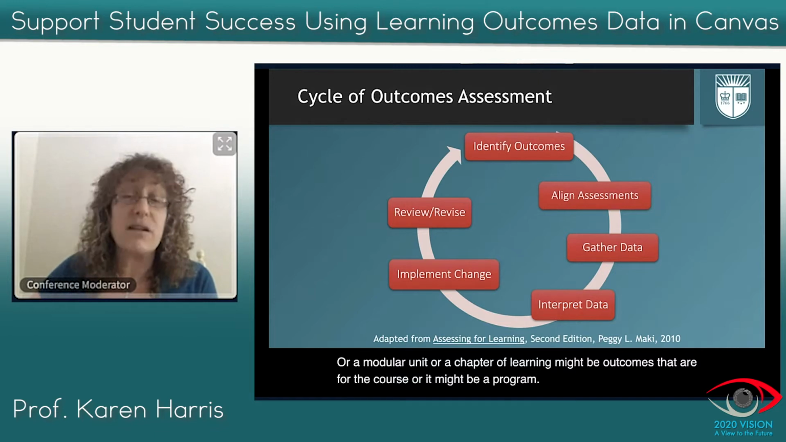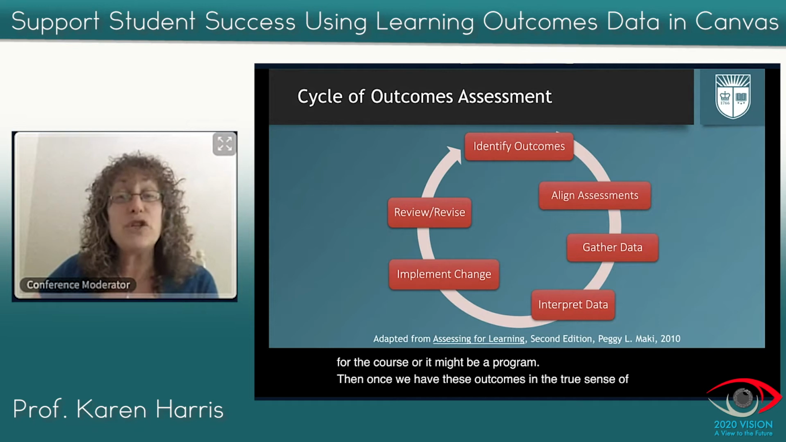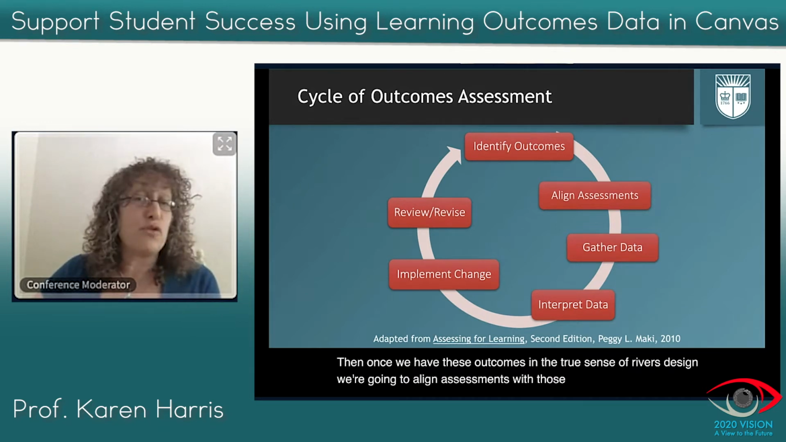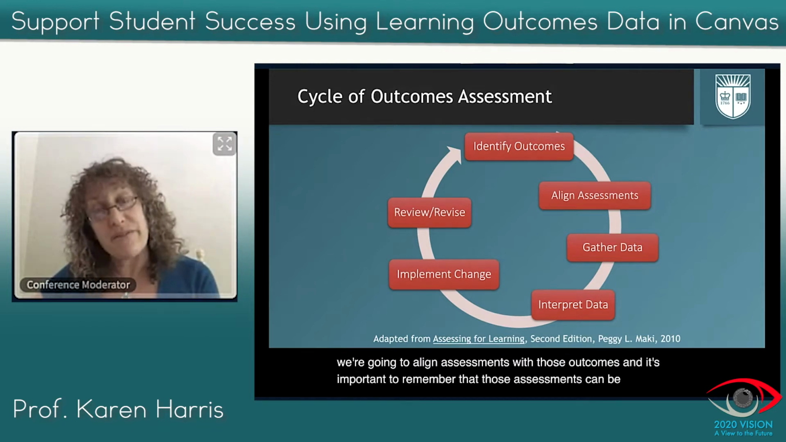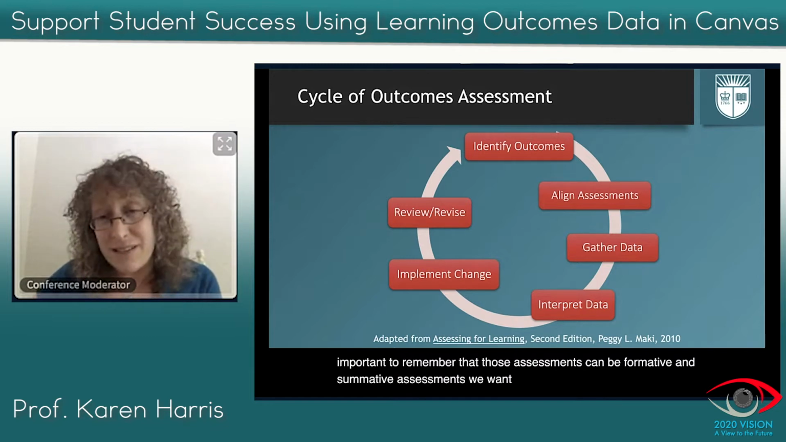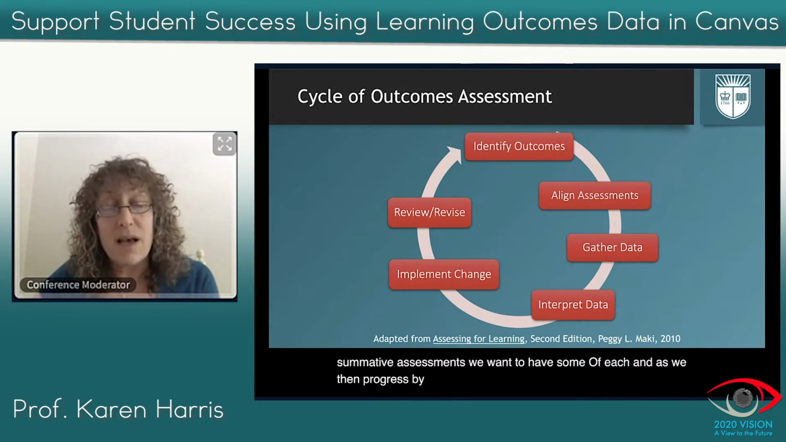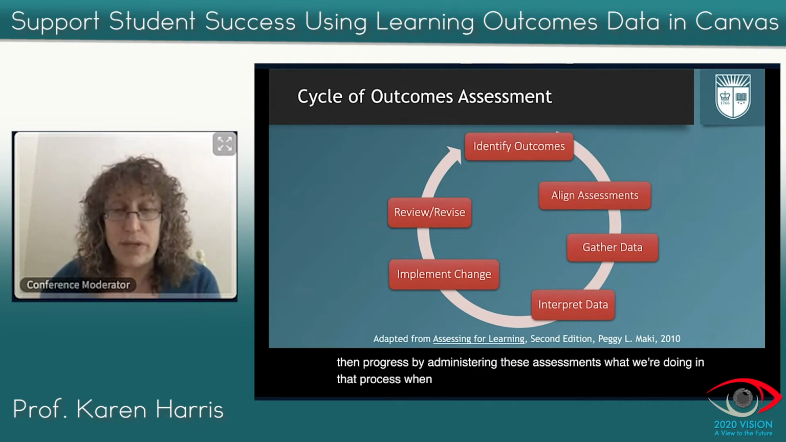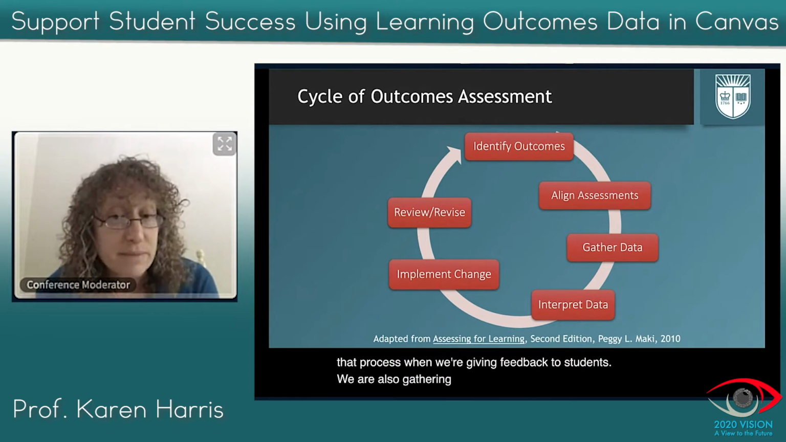Then once we have these outcomes, in the true sense of reverse design, we're going to align assessments with those outcomes. And it's important to remember that those assessments can be formative and summative assessments. We want to have some of each. And as we then progress by administering these assessments, when we're giving feedback to students, we're also gathering data on how they're doing.